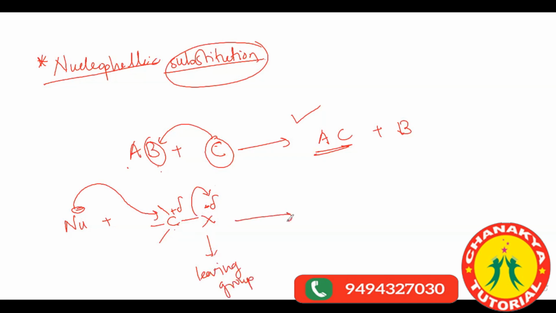And what will you get? Your carbon as it is, the nucleophile attached, and X departs with a negative charge. This is called the leaving group. Clear? Specifically, one nucleophile displaces another nucleophile from its substrate to form a new compound. This is nucleophilic substitution. The reaction in which a nucleophile replaces an already existing nucleophile in a molecule is called nucleophilic substitution. Fine. Understood?